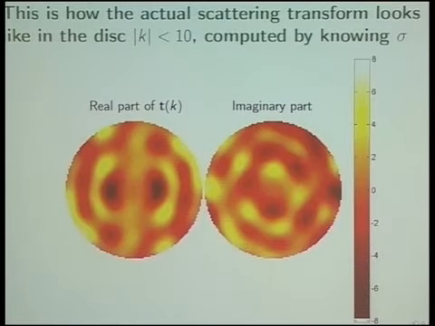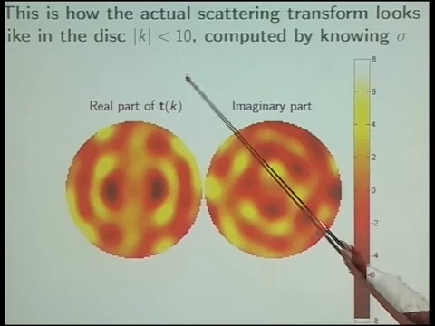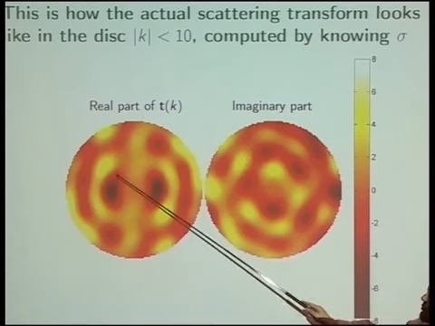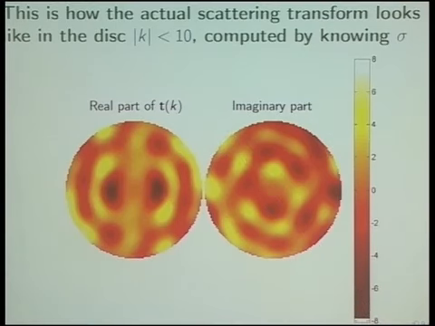So here I cheated and I know the conductivity and just use all the definitions and numerical computation of the CGO solutions to compute the nonlinear Fourier transform. This is how it looks like in the disk when k is in the disk of radius 10. So this is the real part, the imaginary part of the scattering transform of the conductivity we just saw. So this is computed by cheating, but when we start from the actual boundary measurements, this is what happens.